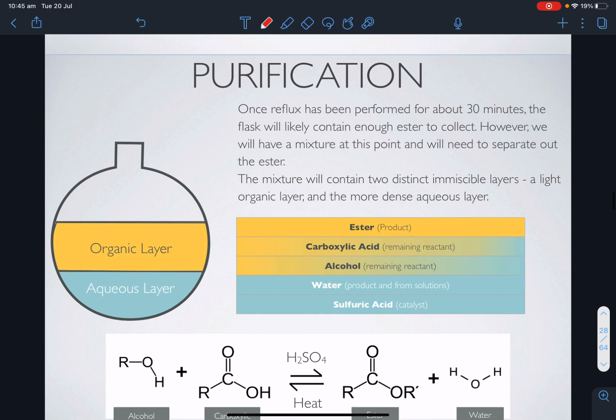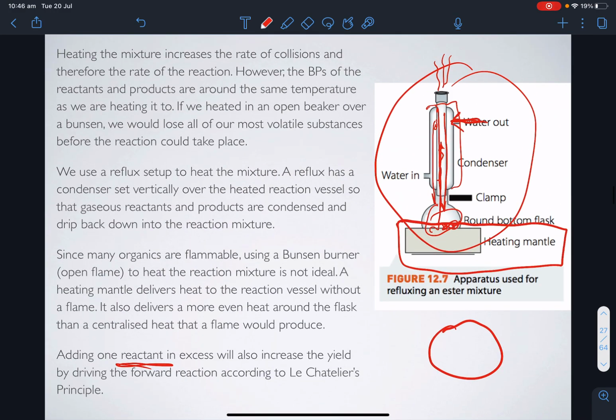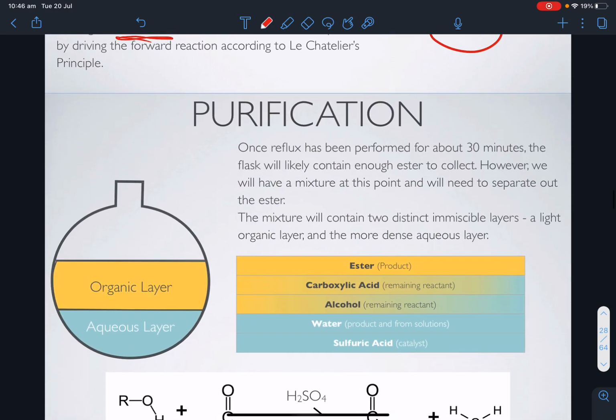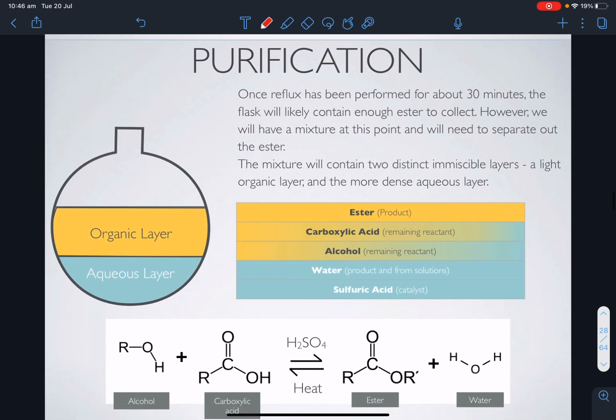Once we've done our esterification reaction, our reflux, we've let it go for about half an hour. You can start to safely smell the product in there, but you also smell other stuff like the carboxylic acid. Now, because it's an equilibrium reaction, what we have once we've done this is a mixture of the products and the remaining reactants that haven't reacted.